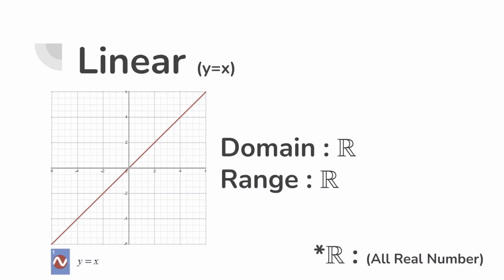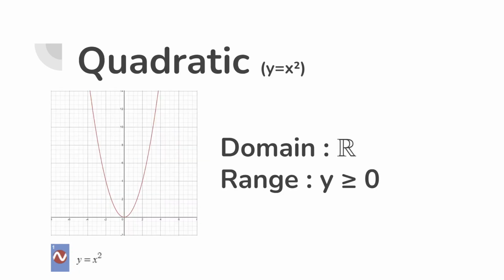First one is the linear function, whose parent function is y equals x, and its domain and range are both all real numbers. Next one we have the quadratic function. Its parent function is y equals x squared. Its domain is all real numbers, however its range is y is greater than or equal to 0.